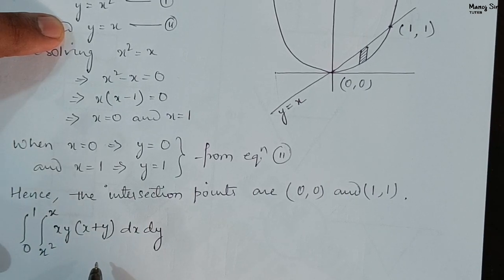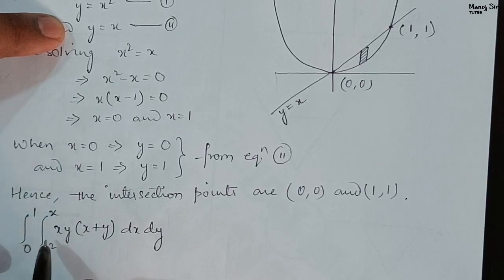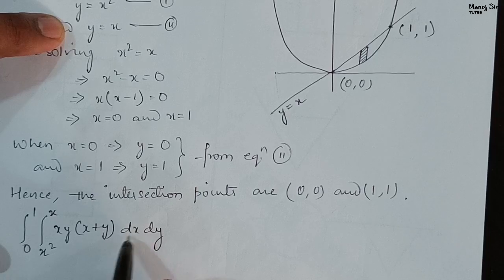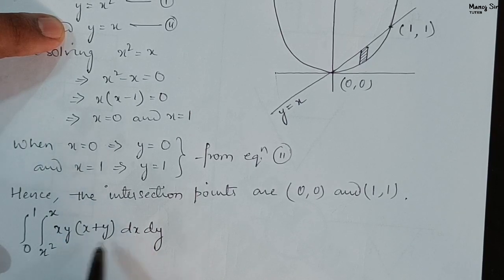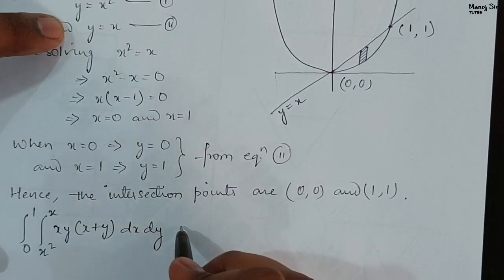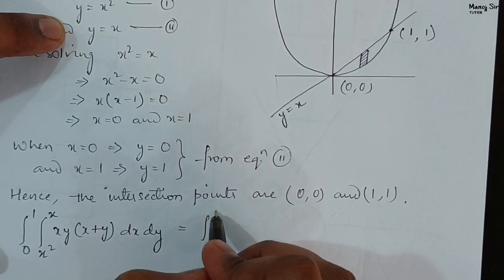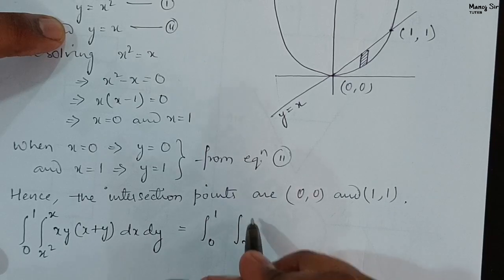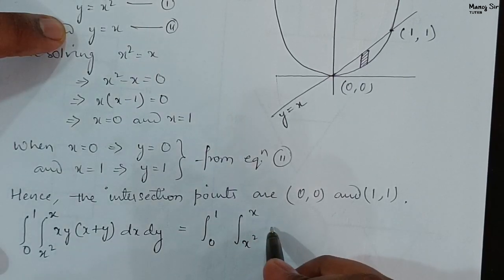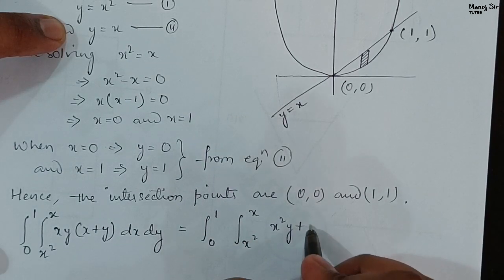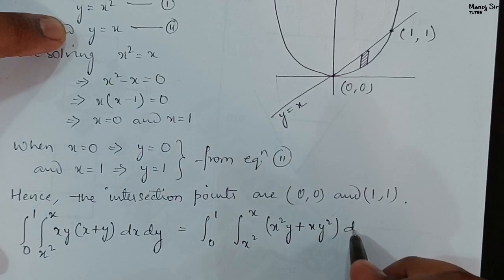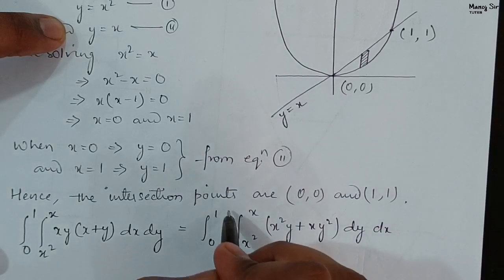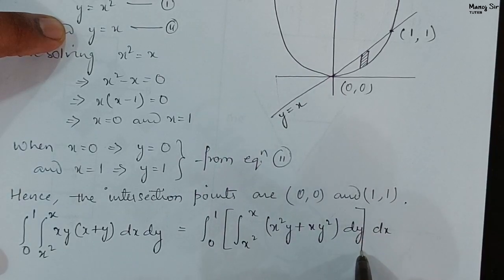Now a very important thing: since this is the limit of y, first we have to write dy, because we have to integrate this function with respect to y. So we need to change this order. We can rewrite this as integration 0 to 1, integration x square to x, and open this bracket, that is x square y plus x y square. Now changing this order, that is dy dx, first we will solve this first part.